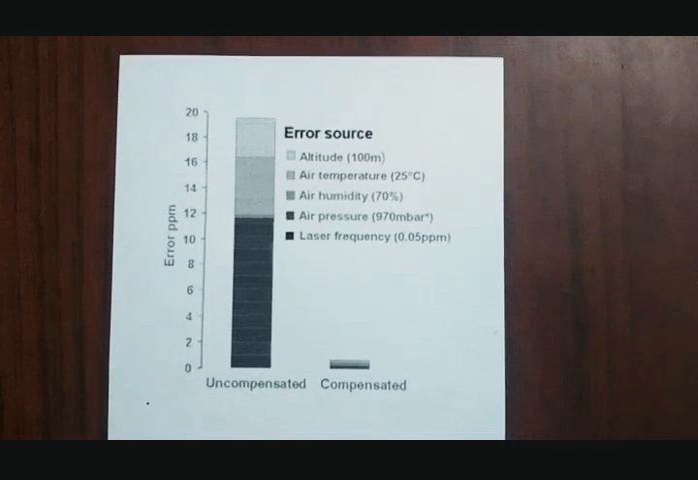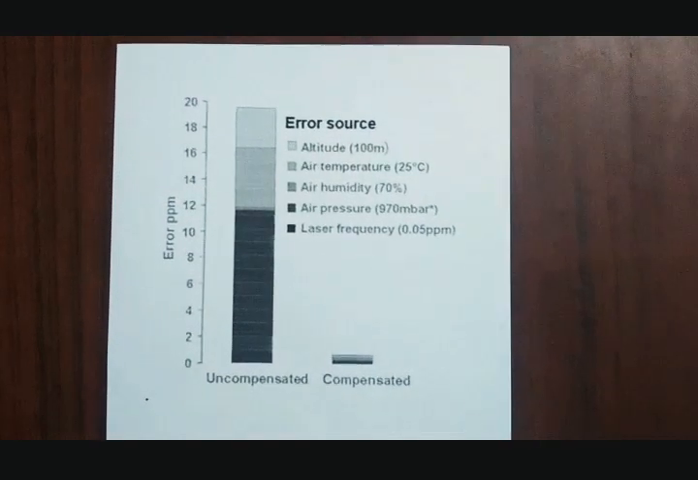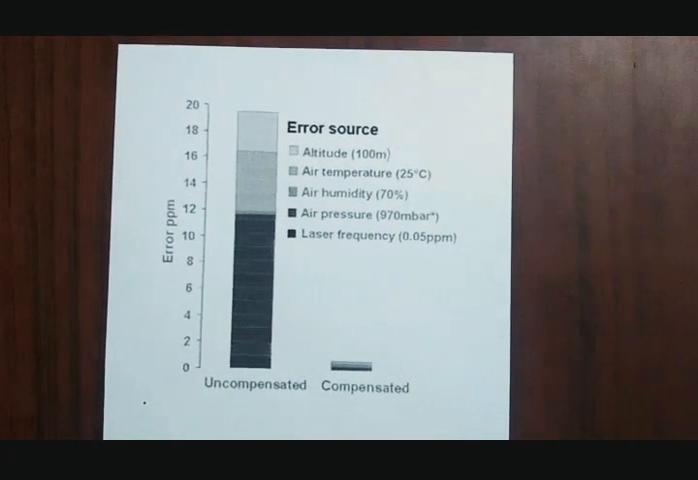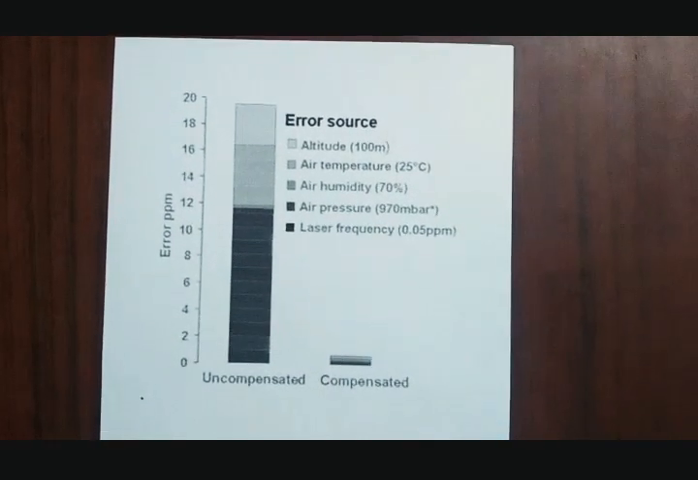Even though interferometric results are very accurate and precise, they still lead to some errors. The sources of error can be many, such as air temperature, humidity, pressure, etc. Let us look at this diagram and find out more. As you can see in the graph, one bar is uncompensated and the other is compensated. The error is much higher in the uncompensated bar than in the compensated bar.